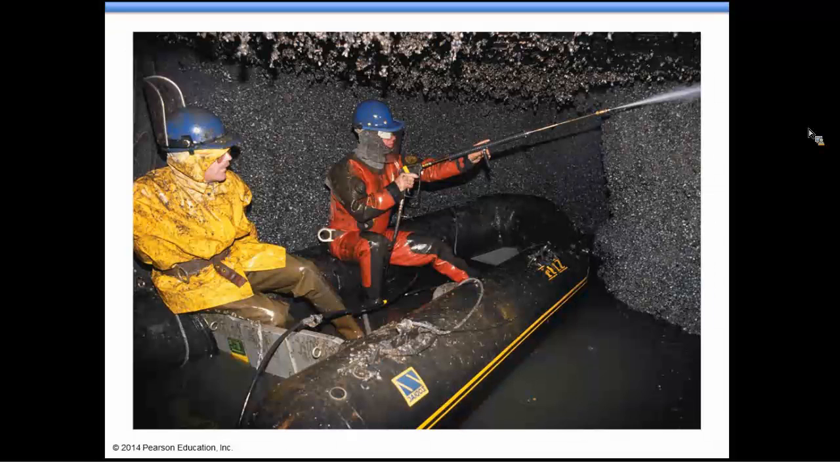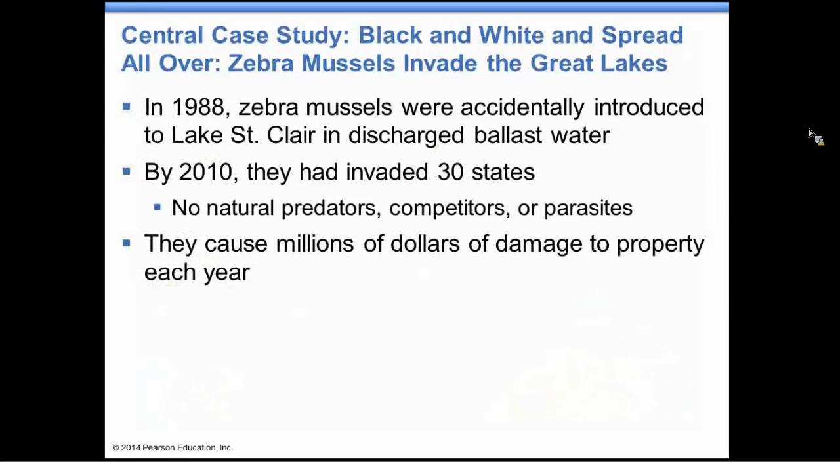Then the zebra mussel, a native to Western Asia and Eastern Europe, arrived by accident in the ballast of warships. By 2010, they had colonized waters in 30 U.S. states. The zebra mussel's larval stage is well adapted for long-distance dispersal and has encountered none of the predators, competitors, and parasites that evolved to limit its population growth in the Old World.